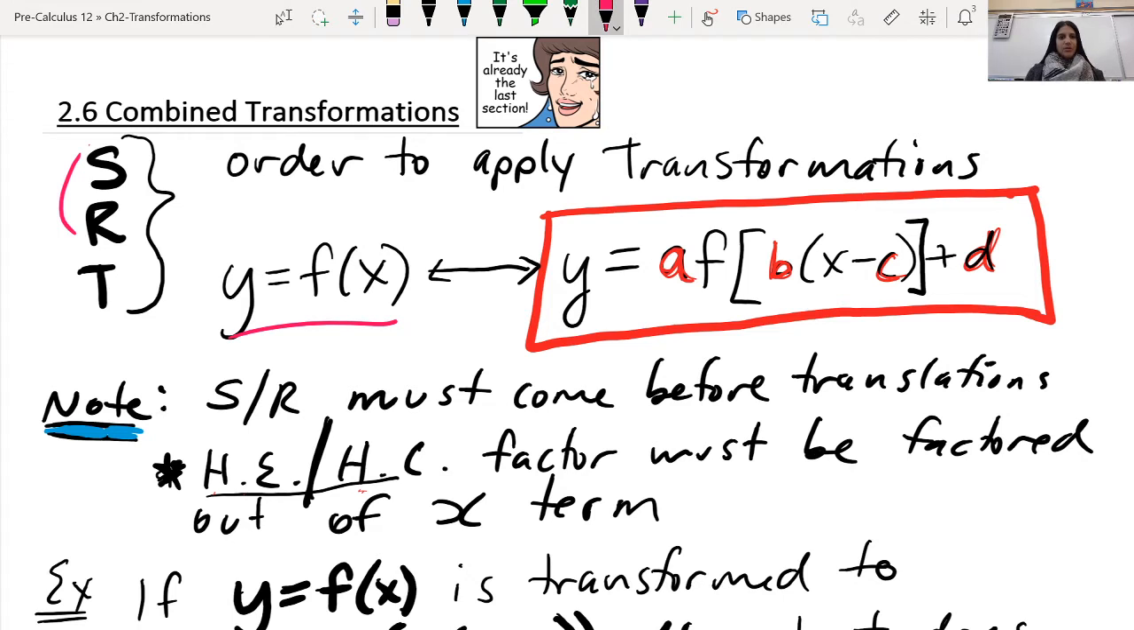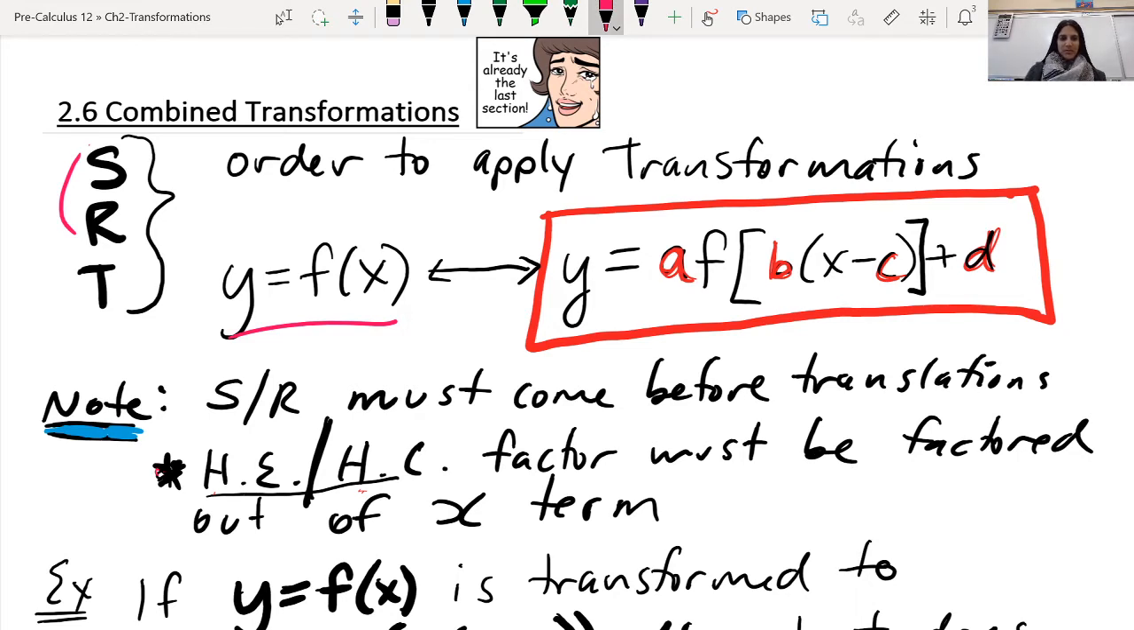Notice that we're starting with y equals f of x, and we've each day been doing a little bit at a time, but if I were to apply all of the possible transformations, then my y equals f of x would end up looking like this thing in the red box. Y equals a f of b bracket x minus c plus d, and a, b, c, and d are representing all of the different types of transformations that you could get.